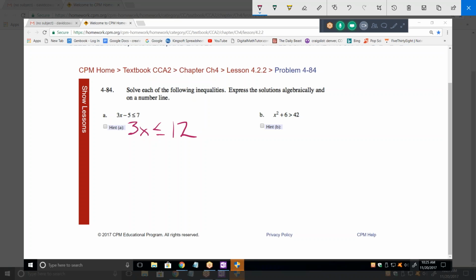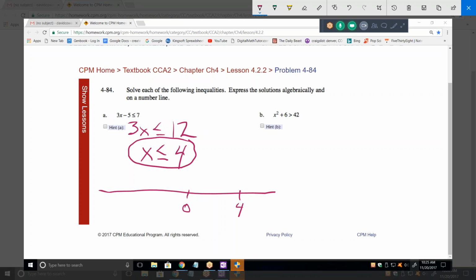So you divide it by 3, and then x is less than or equal to 4. Okay. That's the answer. Now let's draw that on a number line. This time I'm going to put 0 on there just for a reference, and I'm going to put 4. How do I graph that? You test something greater than 4? No, in this case you don't have to do that. We got the exact answer already.